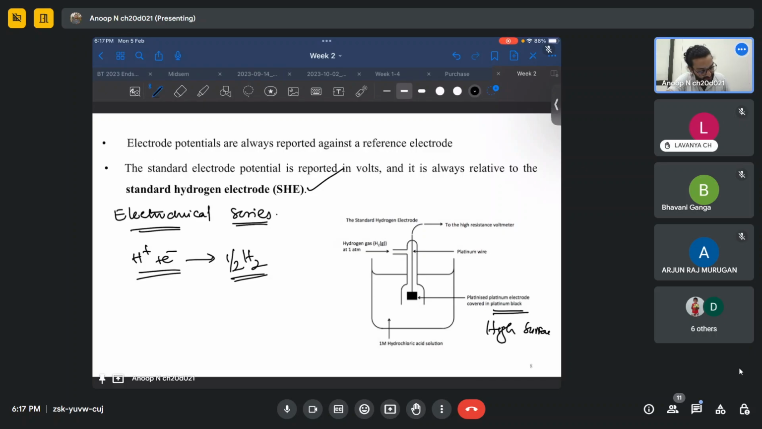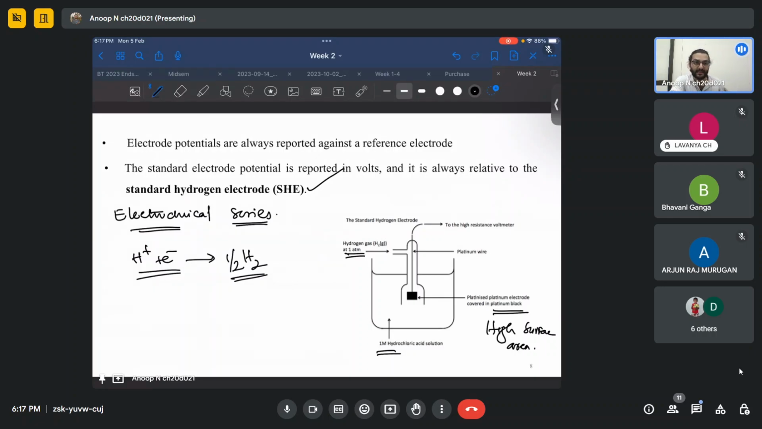High surface area. So then we have a platinum wire, then hydrogen gas at 1 atm pressure, and it is dipped in a solution of 1 molar hydrochloric acid. So this is the standard hydrogen electrode.